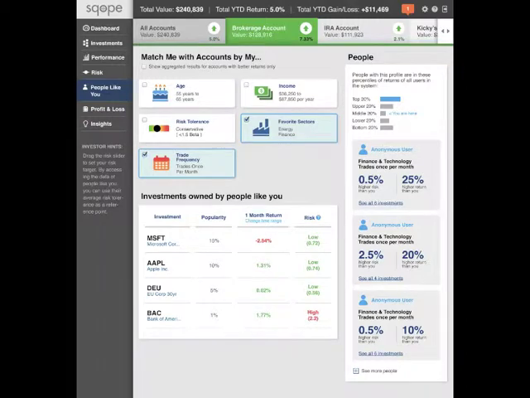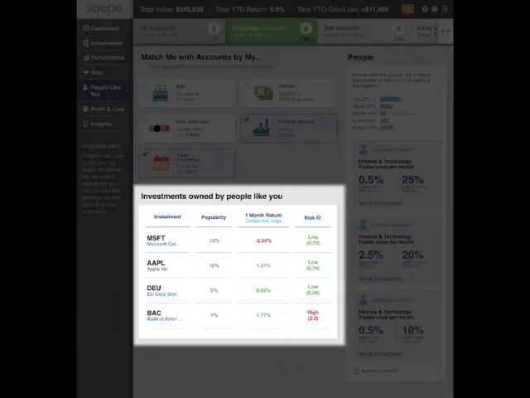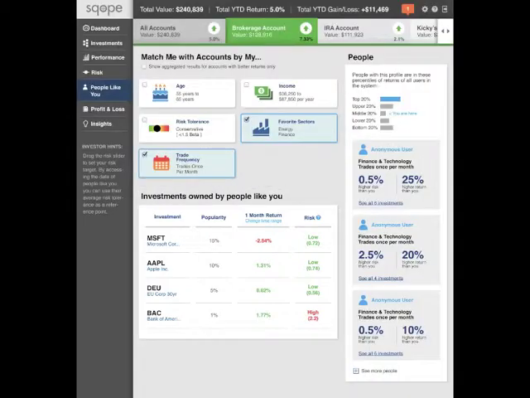Down below, we also have investments owned by people like you, and this is an aggregate essentially of the top investments that are held by the investors within this crowd. Microsoft, for example, is on top of that list with a 15% popularity. We're also including the average return for this crowd for that security, and the risk profile for that security as well.